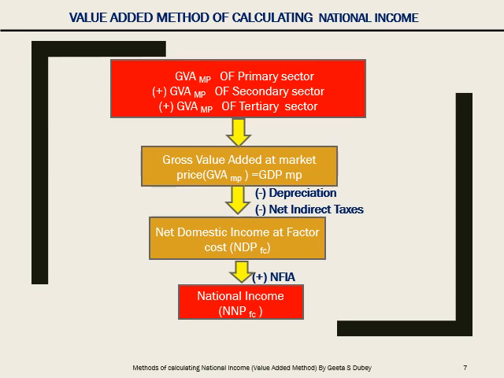Summing up, value added by all the production units of all the sectors of the economy, we can get value added by the economy as a whole. The value added by the economy as a whole is called gross domestic product. Accordingly, the sum total of gross value added at market price of all the sectors is equal to gross value added at market price, that is GDP at market price.